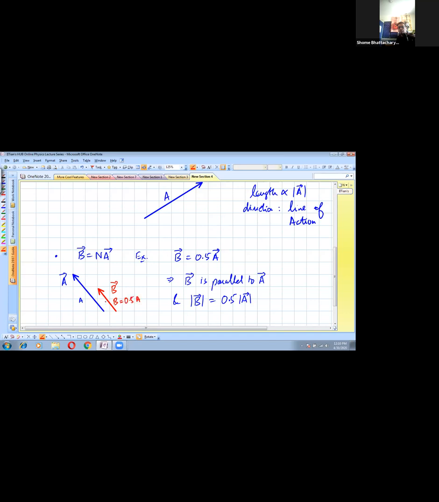So this arrow should be half the length of the arrow which is in blue. So that is what this statement means. So that was the first type of operation we saw.